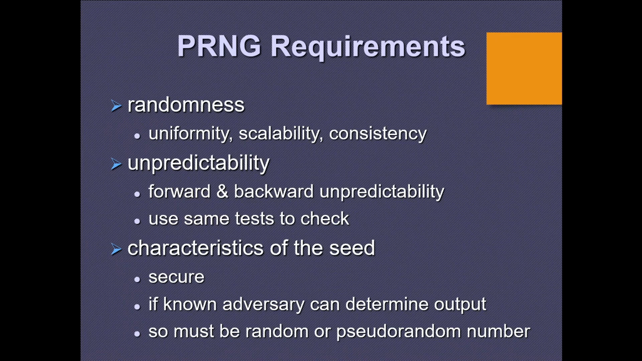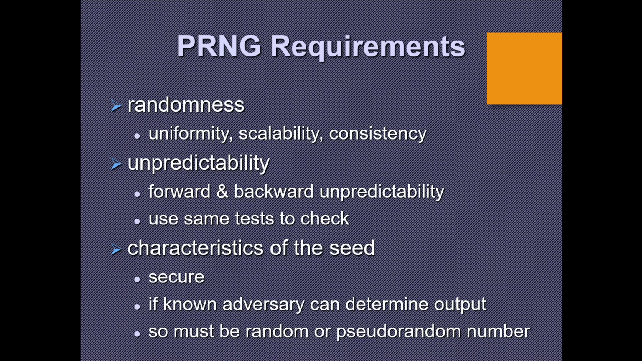So when a PRNG or PRF is used, that is, when a pseudo-random number generator or a pseudo-random function is used for a cryptographic application, then the basic requirement is that an adversary who does not know the seed is unable to determine the pseudo-random string. This general requirement for the secrecy of the output of a PRNG or PRF leads to the specific requirements in the areas of randomness, unpredictability, and the characteristics of the seed.